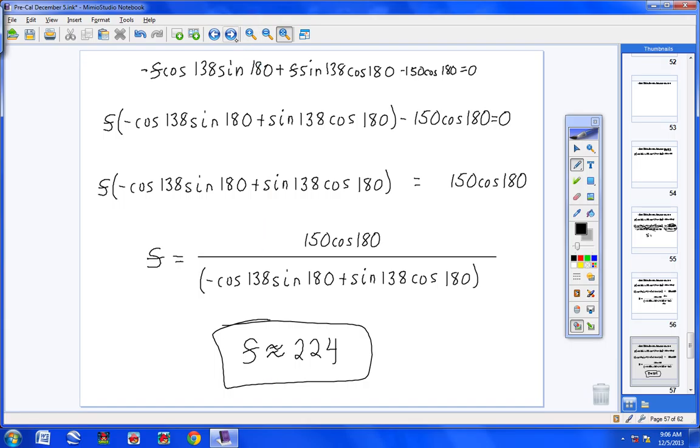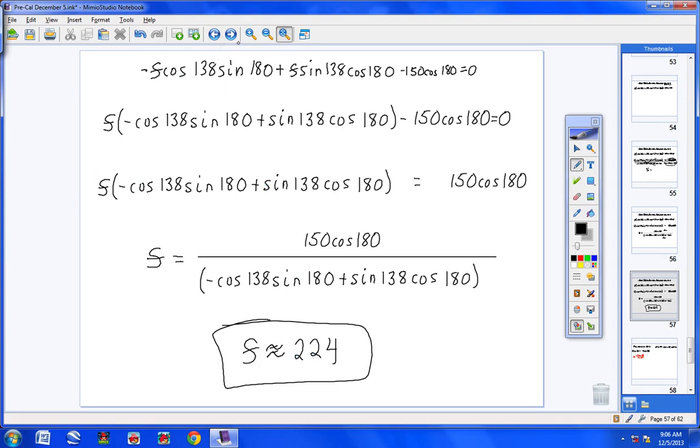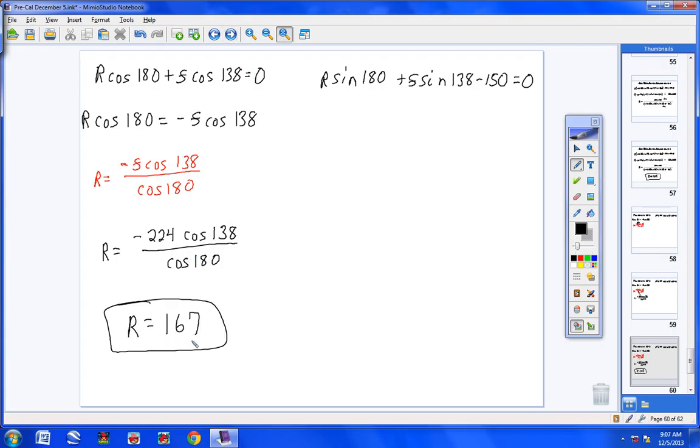Now remember earlier in the problem, look back in your notes, we had an expression where r was by itself. Well, if I know that s equals 224, then I can cross off this s and squeeze in 224 and then type this into my calculator. So here's my s, and for my s I put a 224. Type this into your calculator and you'll come up with 167. So now you found the force of r.